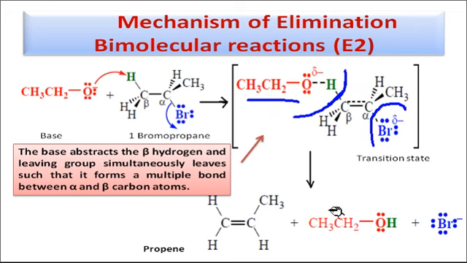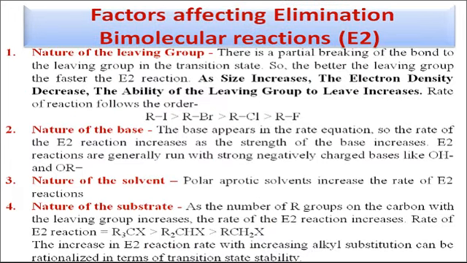So this results in the formation of the alkene. So this is the mechanism of the E2 reaction, in which elimination from the alpha and the beta carbon atom takes place in a single step, and in this single step the substrate as well as the base molecule take part in the same step. That is why these reactions follow second order kinetics.